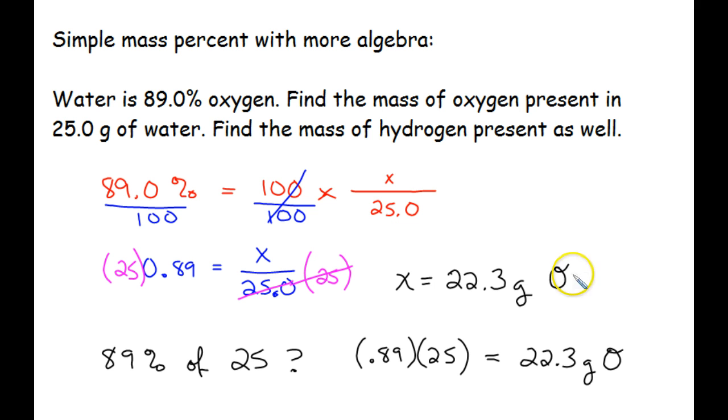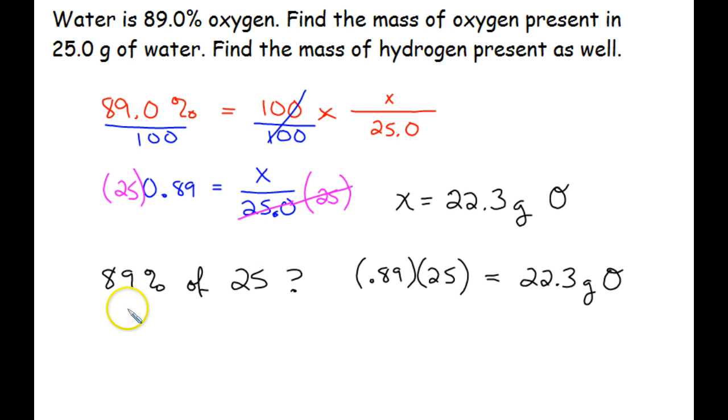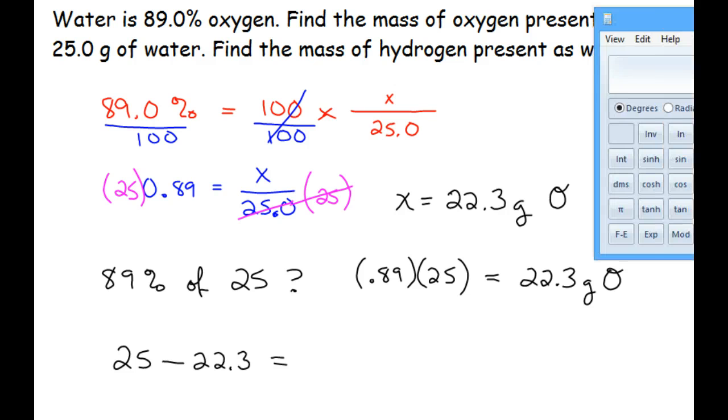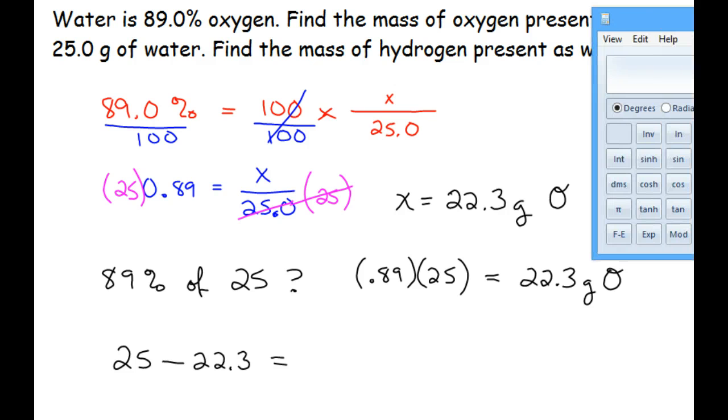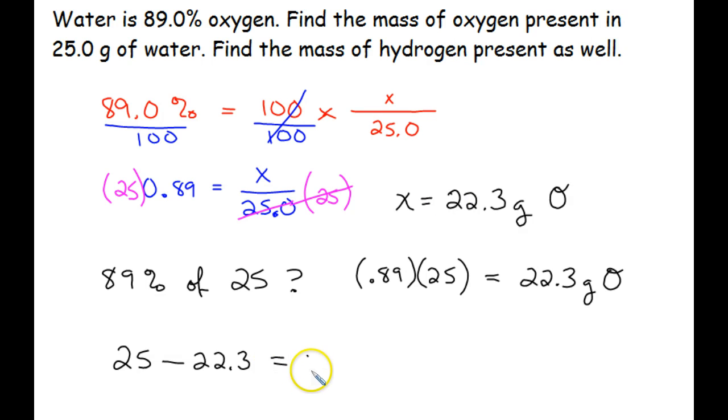Now, the next part says we'll find the mass of the hydrogen present as well. Again, this is where you just need to think a little bit. Water is only made of those two things, so if you had 25 grams of water and 22.3 grams of it is the oxygen, you should just be able to subtract and get the answer. So I'm going to swing my calculator over where I can reach it. And you get 2.7.